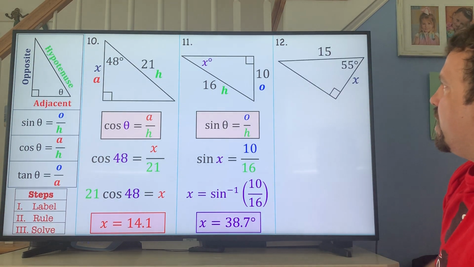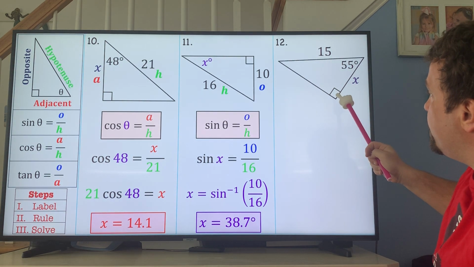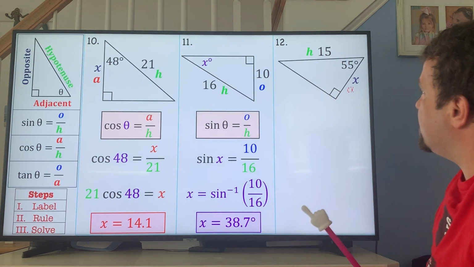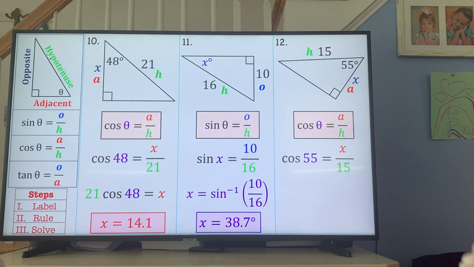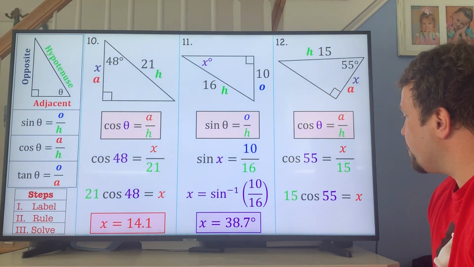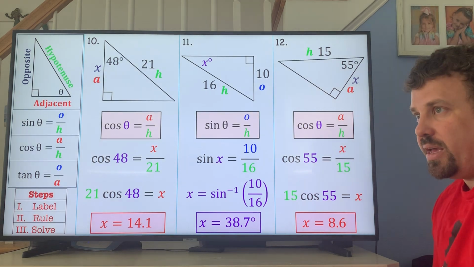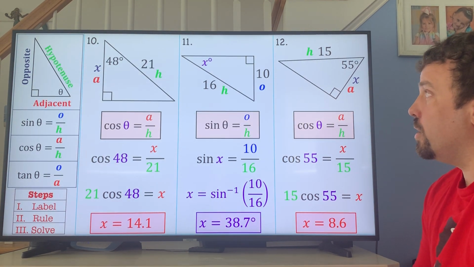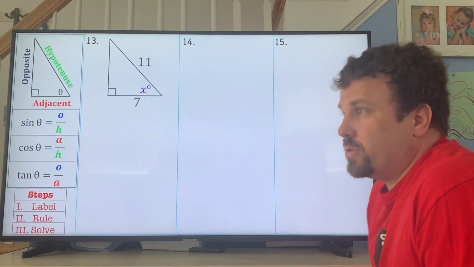Last one like this is number 12. You got 55 degrees. Nothing opposite, but we do have a hypotenuse, which is 15. The thing between is adjacent. Adjacent and hypotenuse is cosine. Cosine 55 equals x over 15. Since this is on the bottom, 15 times cosine 55 gives you 8.6, and that is a length. Hopefully you guys got all that right. That's the easy part. Let's do 3 more just to make sure.